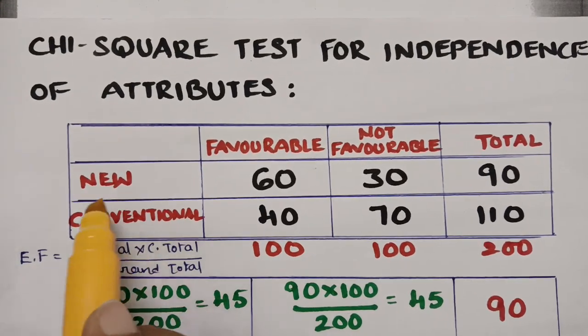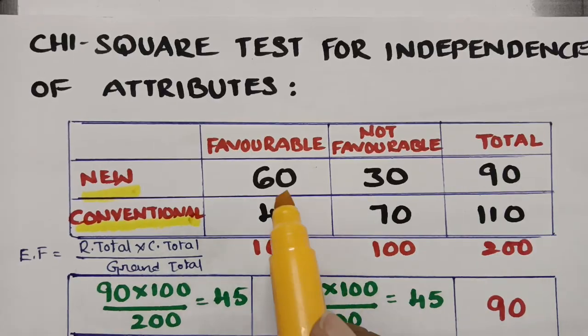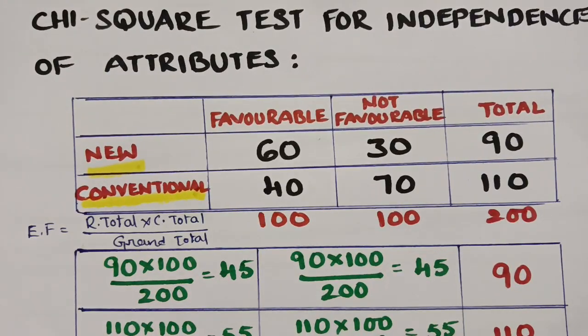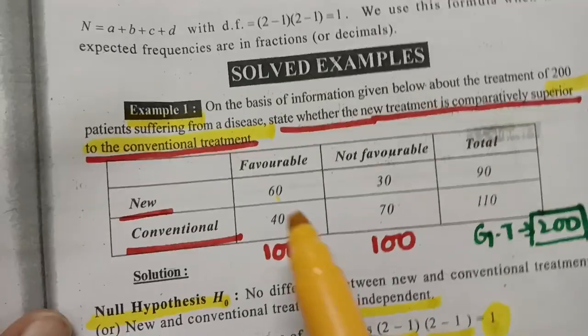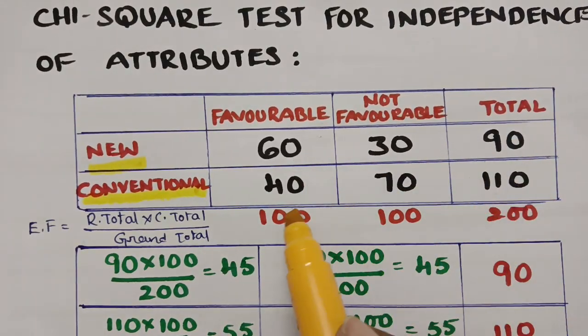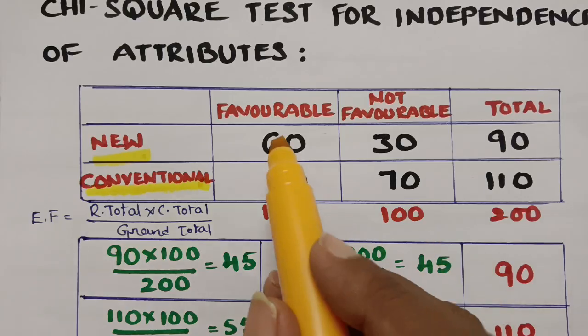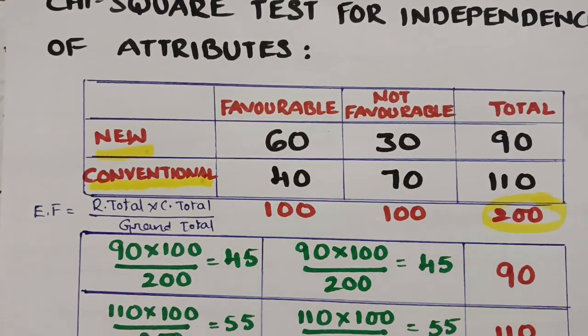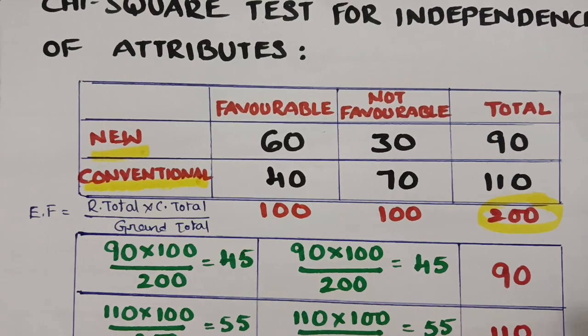So this is the new treatment and this is the conventional treatment. These are the columns from the question itself, that is 60, 30, 40, 70. Clear? So we have to make a total here. 60 plus 30 is 90 and 40 plus 70 is 110. And here this is the column total, 100. This is the column total and this will be the grand total.